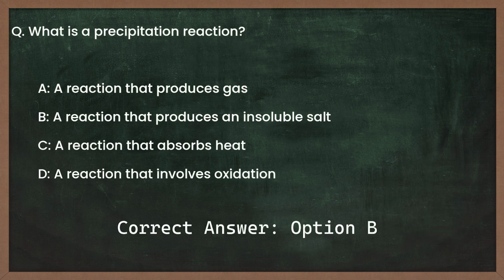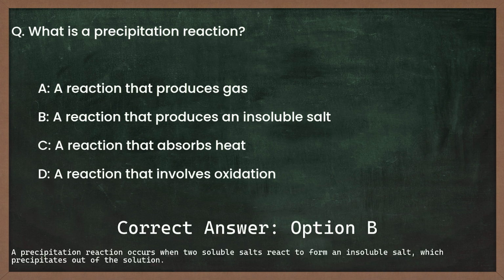The correct answer is option B, which is a reaction that produces an insoluble salt. A precipitation reaction occurs when two soluble salts react to form an insoluble salt, which precipitates out of the solution.